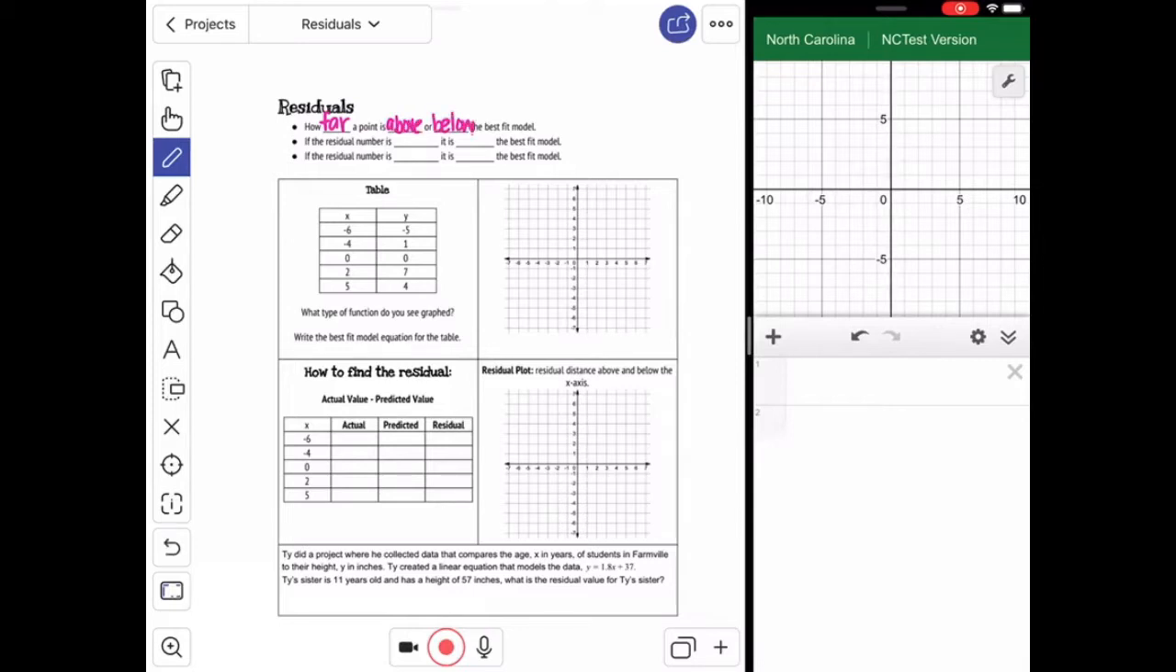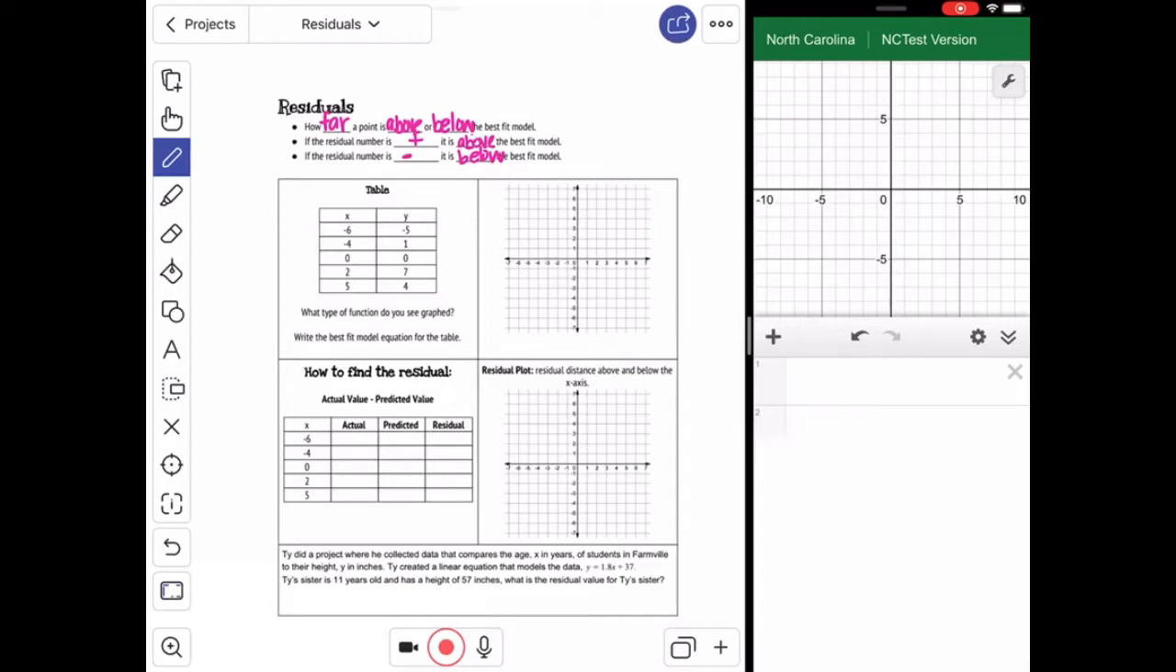If the residual is positive, it is above the line because it's going to have a positive distance. If the residual is below the line, that makes it a negative number. So if the number is negative, it will be below it. And I'll keep referring to a line, but this could work for any best fit model.